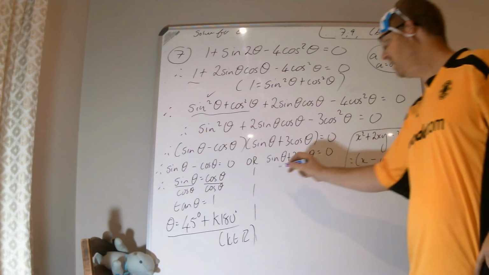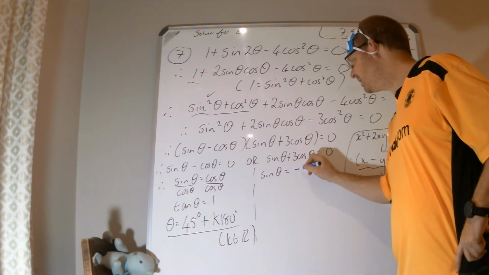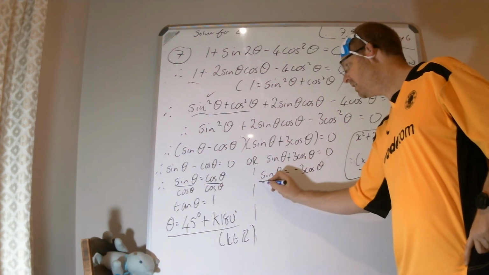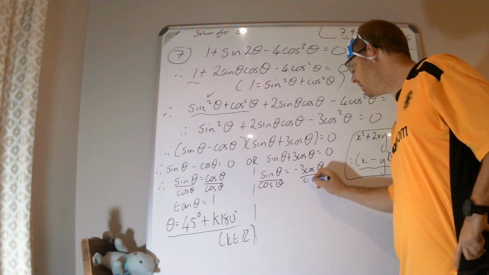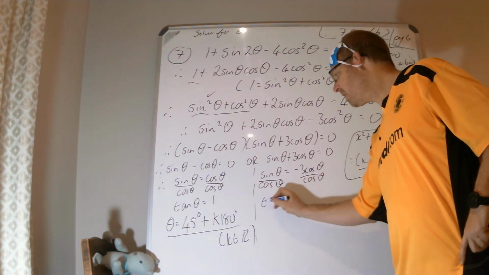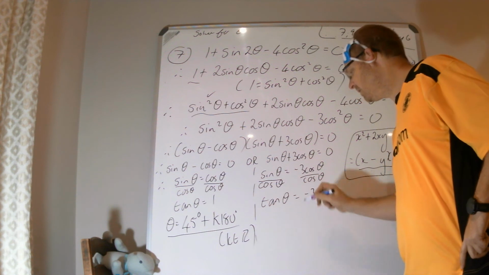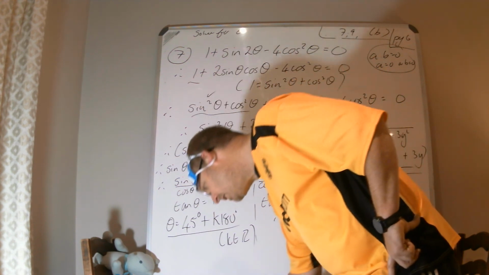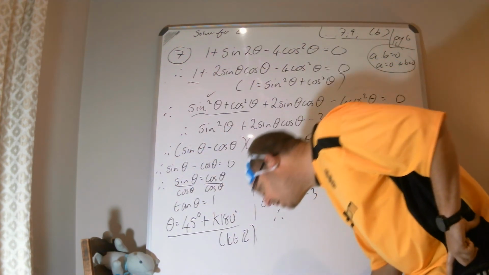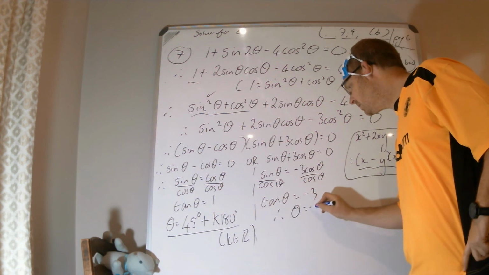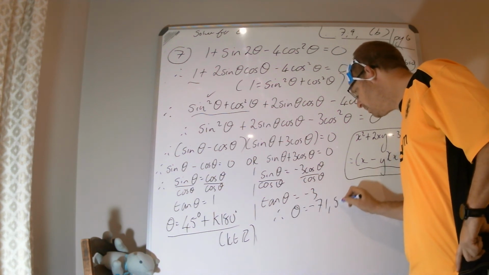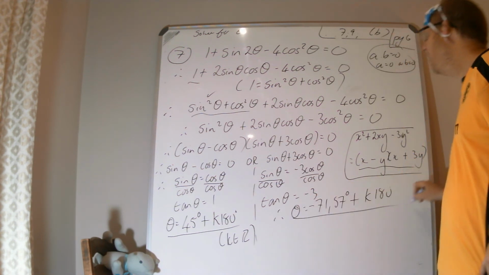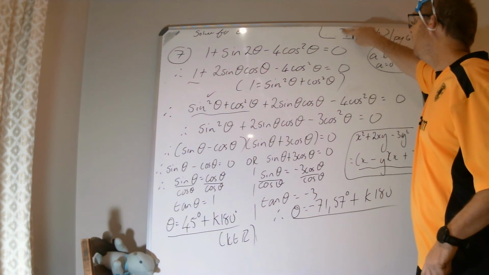And here, we're going to have sine theta is equal to negative 3 cos theta. All the angles are the same, that's the most important thing. So divide both sides by cos theta, and I end up with tan theta is equal to negative 3. So get your calculator out and go shift tan to the negative 1 of negative 3, and it gives you negative 71,57. So theta is equal to negative 71,57 degrees plus k 180. We are getting there.